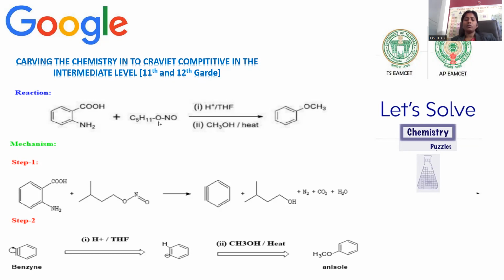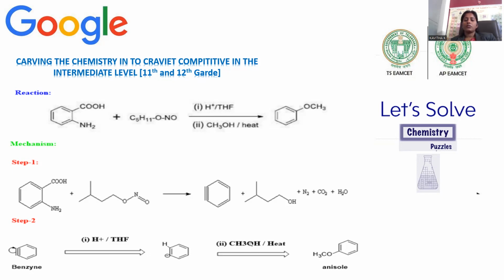ONO is again nitrite only, so this nitrito will facilitate the decarboxylation followed by deamination, giving rise to benzyne like this. Nitrogen is removed, carbon dioxide is removed, water is also removed. This benzyne intermediate is further treated with H plus, no? When H plus is added, electrons will be polarized like this, and you can get H plus addition over there, and a carbene will be generated.